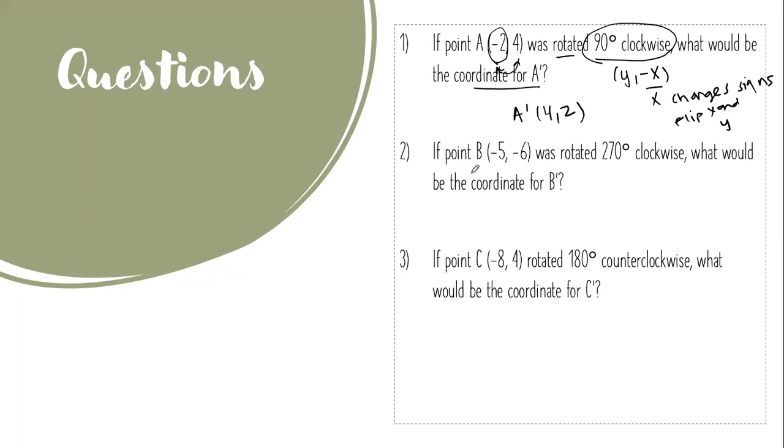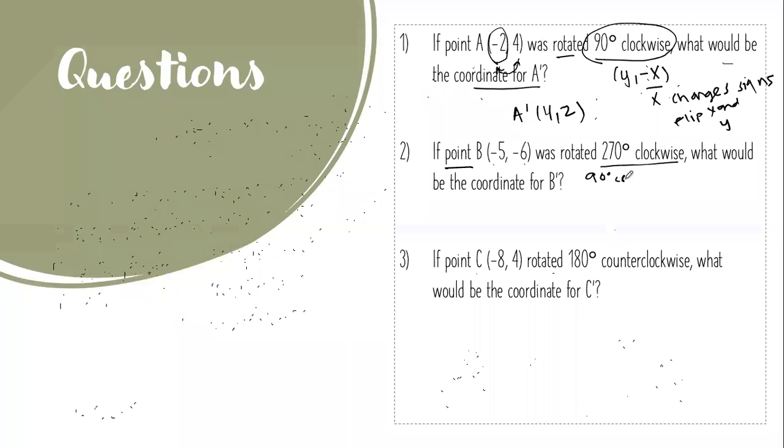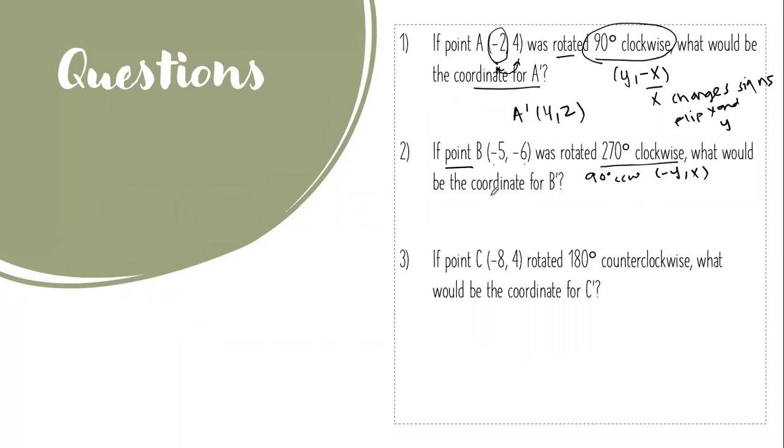All right, I'm gonna call out someone on Zoom for number 2, okay? So get ready. If point B is at -5, -6, and it was rotated 270 clockwise, 270 clockwise is the same thing as 90 degrees counterclockwise, and the rule is -y, x. What would be the coordinate for B prime?